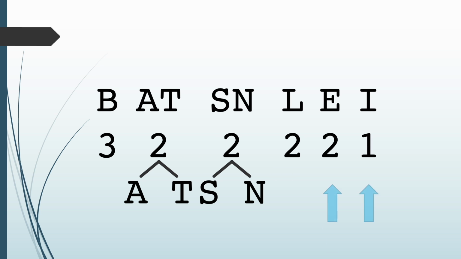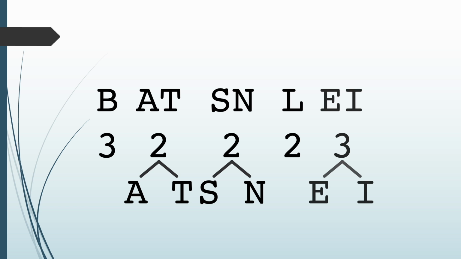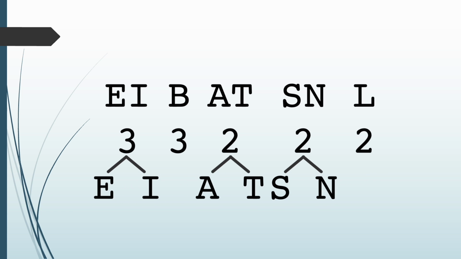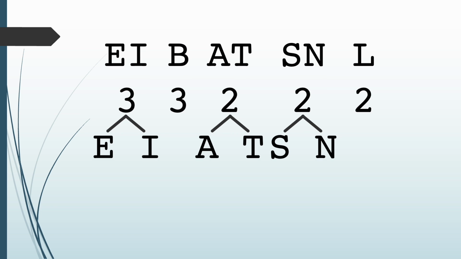Next up is E and I. It is the same as before, however, the total of E and I probability is 3. So we need to put the new item, EI, so that it is the leftmost item with a probability of 3. So we put it in front. Next we have SN again.